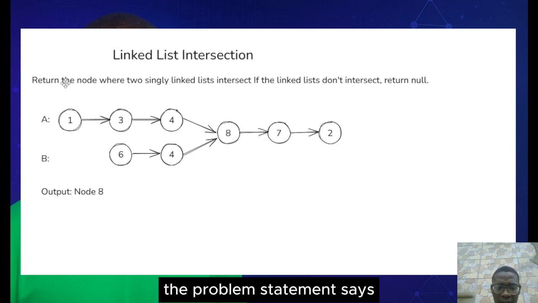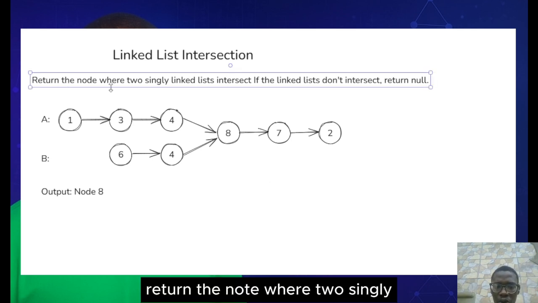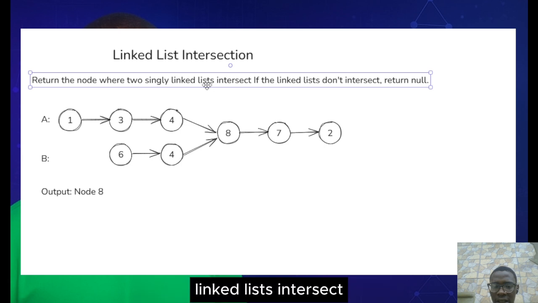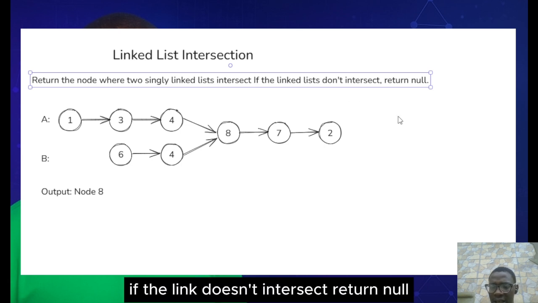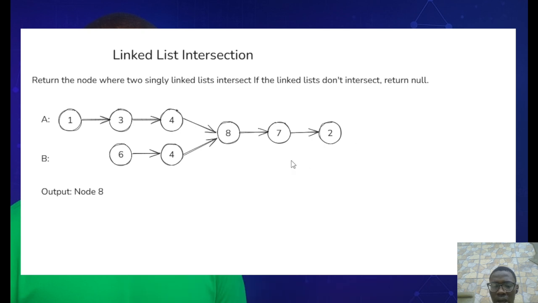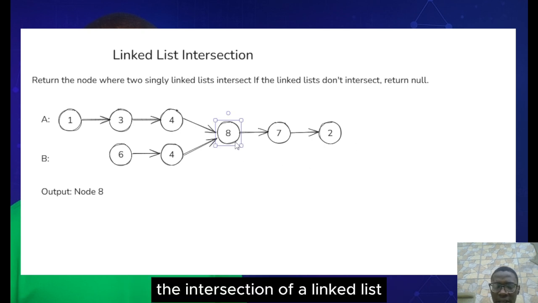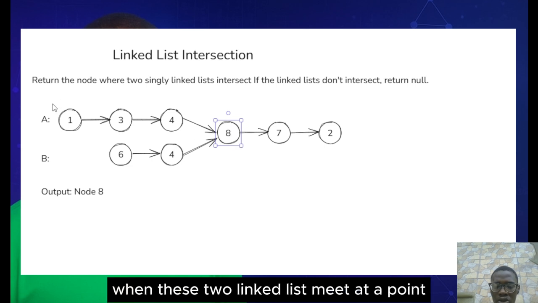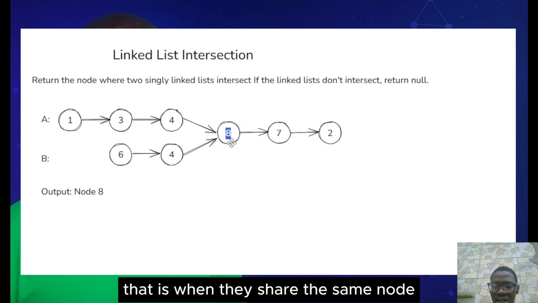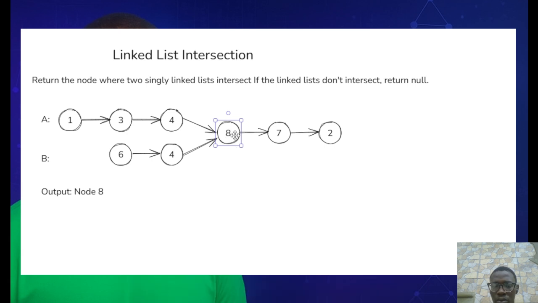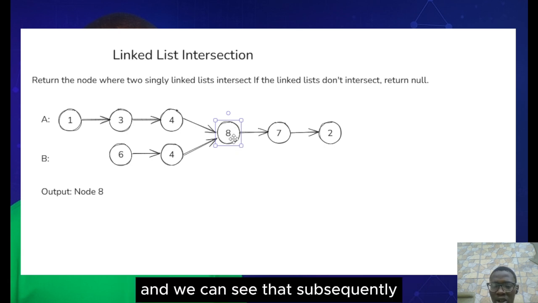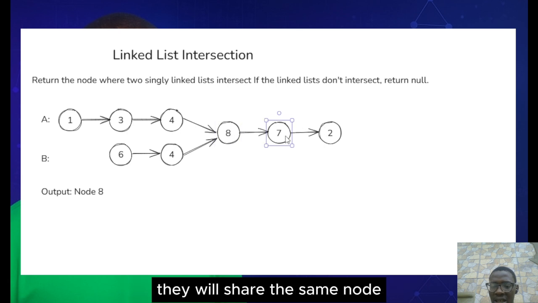The problem statement says: return the node where two singly linked lists intersect. If the lists don't intersect, return null. The intersection of two linked lists occurs when they meet at a point, that is, when they share the same node. And subsequently, if two linked lists meet, they will share the same nodes from there on.